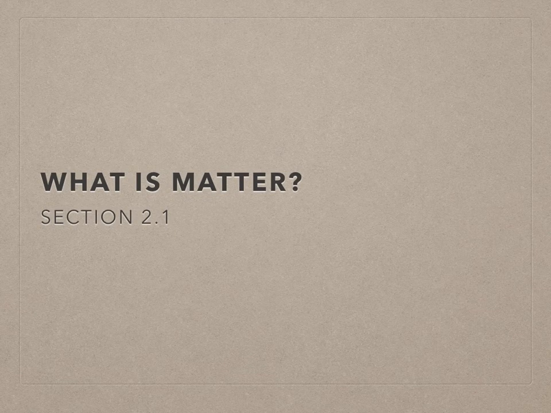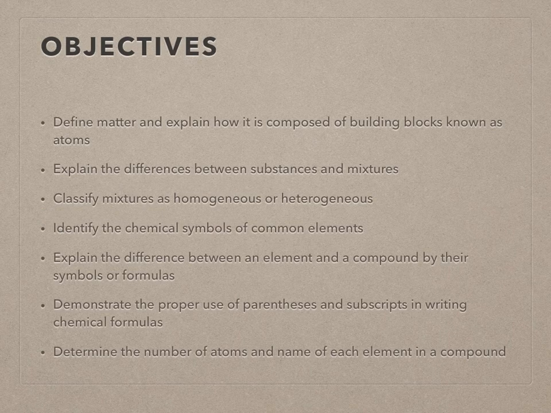This is section 2.1, What is matter? Here are the objectives. First one, define matter and explain how it's composed of atoms. Explain the differences between substances and mixtures, and then how we can classify mixtures as homogeneous, heterogeneous. Be familiar with chemical symbols. Be able to write formulas. Determine the number of atoms and name of each compound or element in a compound.